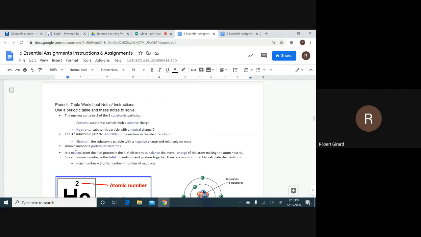Tells you that atomic number is equal to the protons or electrons for a neutral element. The mass number is the protons plus the neutrons, and to find the number of neutrons, you take your mass number, subtract your atomic number, and you get your number of neutrons. Here's a couple of pictures.